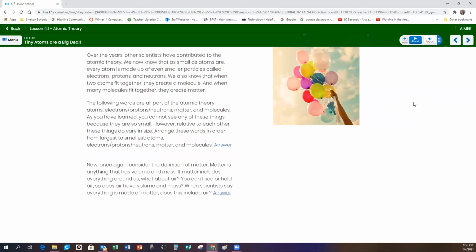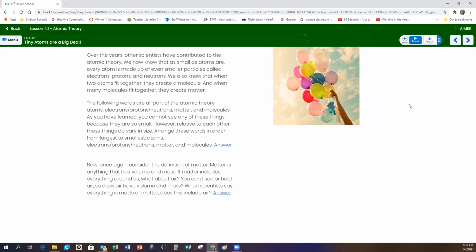Over the years, other scientists have contributed to the atomic theory. We now know that, small as atoms are, every atom is made up of even smaller particles called electrons, protons, and neutrons. We also know that when two atoms fit together, they create a molecule, and when many molecules fit together, they create matter. The following words are all part of the atomic theory: atoms, electrons, protons, neutrons, matter, and molecules.